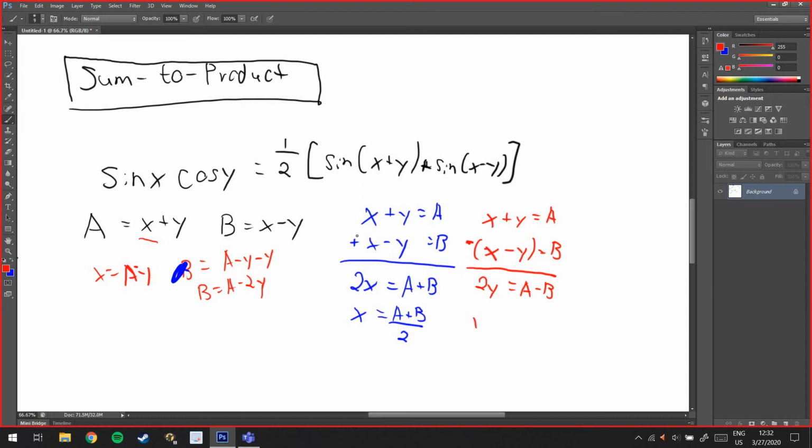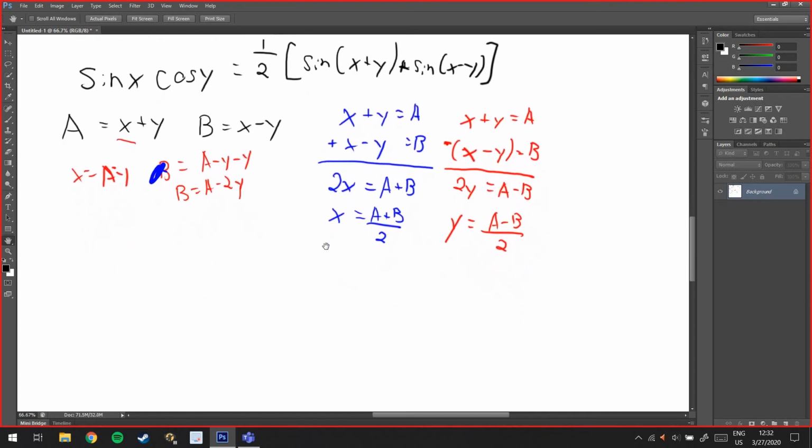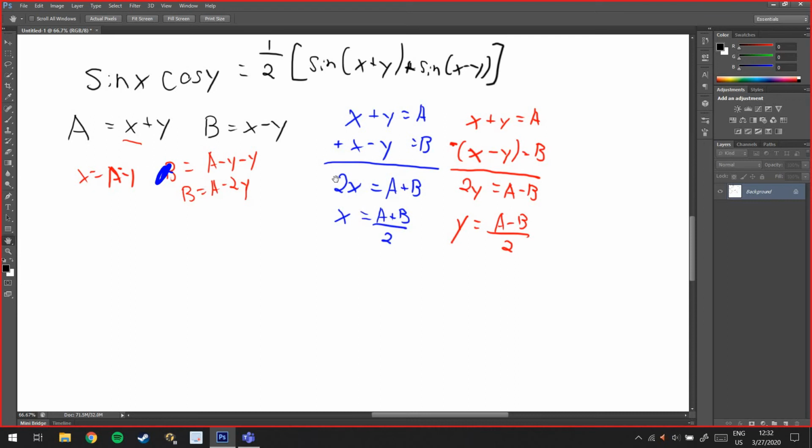Am I in pen mode? Where's my marker? So over here, I'm going to have y is equal to a minus b over 2. I can go erase this now. So now that I have x as a plus b over 2, and I have y as a minus b over 2, I can go plug all of this information into my original.